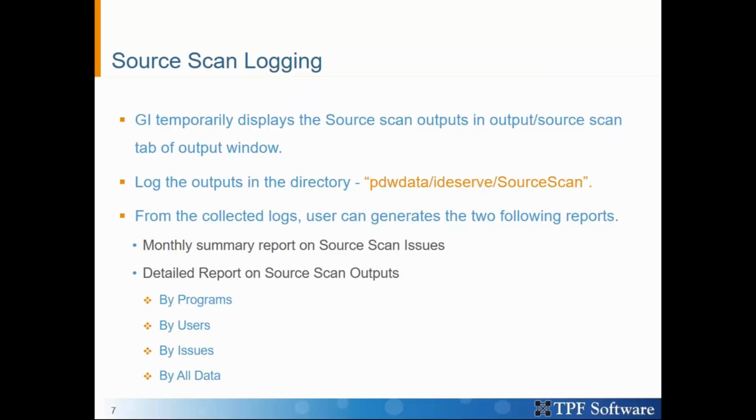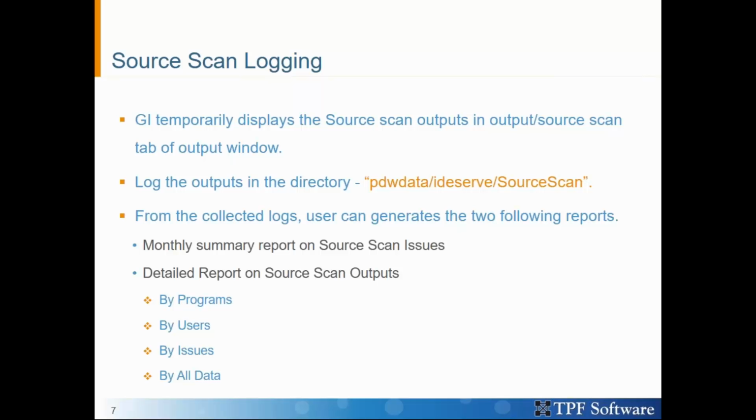Apart from this logging, we also provide another feature, that is viewing the reports from these logs. We have these logs ready, but to make it more user-friendly and human-readable, we have two right-click options. One right-click option will give the monthly summary report on what are all the source scan issues that are being identified, and the other is a detailed report.